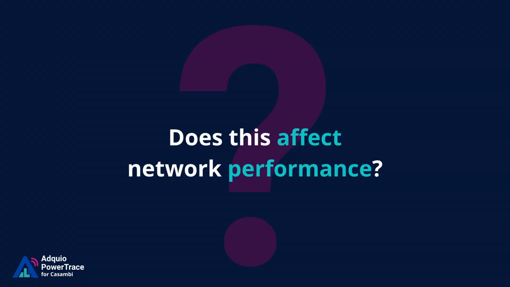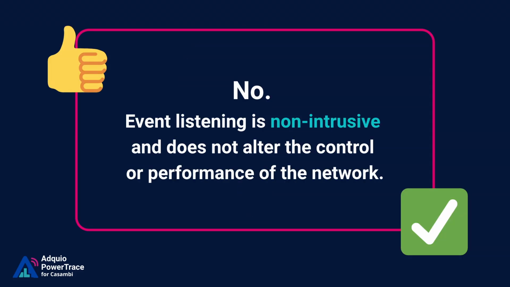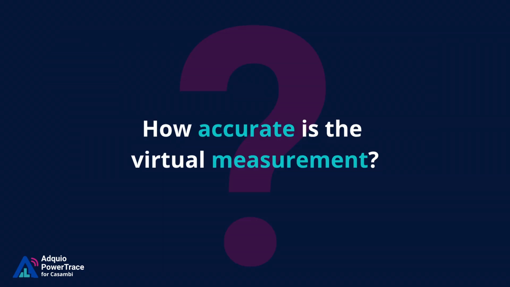Okay, this is a question that always comes up, and it's a fair one. If you're adding this new layer of software that's constantly listening to everything, is it going to slow things down? Is it going to mess with the actual control of the lights? And the answer is a very simple, very clear no. The whole process is designed to be completely non-intrusive. It's a passive listener. It's like it's invisible on the network. It doesn't send any commands or create any extra traffic, so the performance of your lighting control is not affected at all.